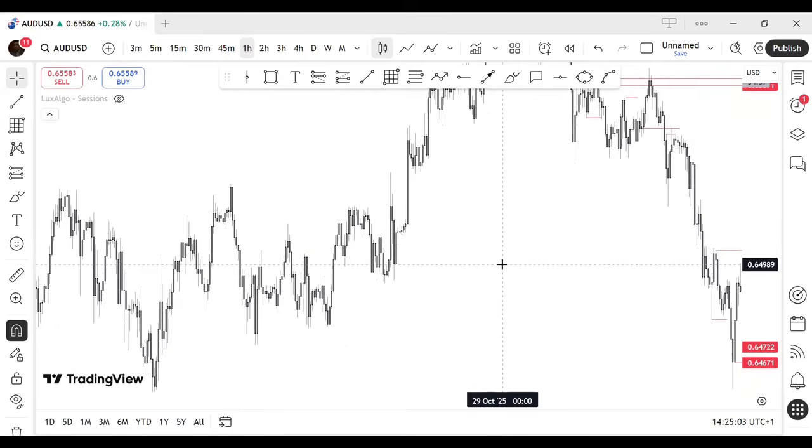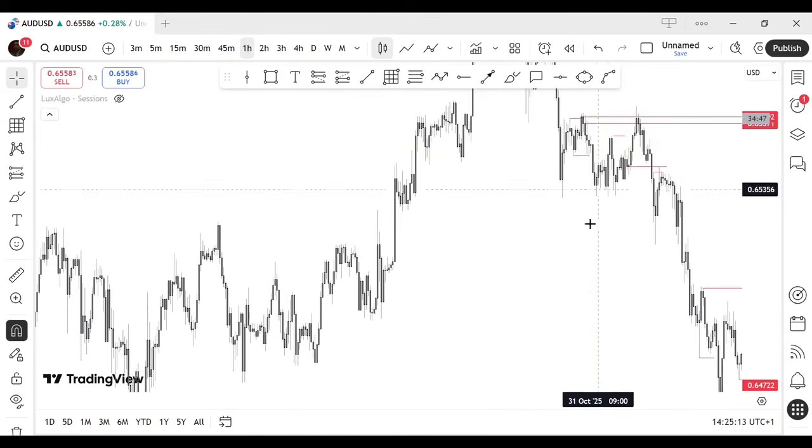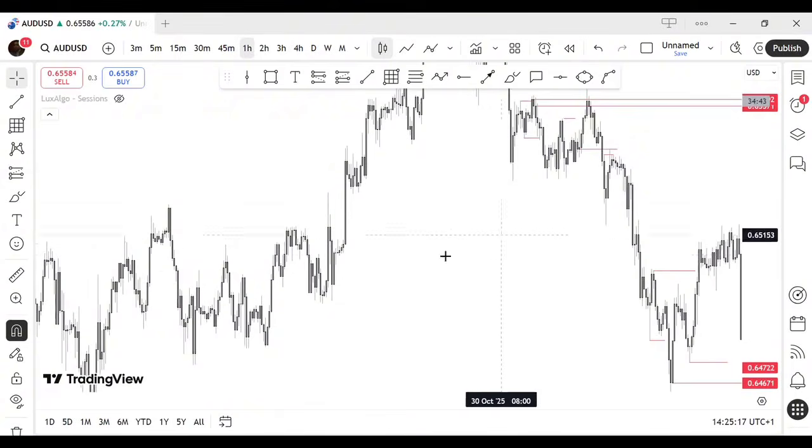It must have liquidity printed above or below it. It must also be resting inside of an imbalance. Now, all these criteria are what make a key level valid.